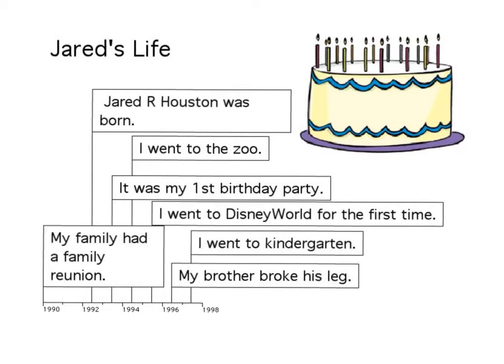You don't actually have to do that, but please just take a look at Jared's lifeline or timeline of his life here. You can see his family had a reunion. Jared was born. It was his first birthday. He went to the zoo for the first time. He went to Disney World for the first time. His brother broke his leg, and then he began kindergarten, so on and so forth. You can do the same thing with your life. So take a minute and think about what are some of the major events in your lifetime that would be on your timeline.